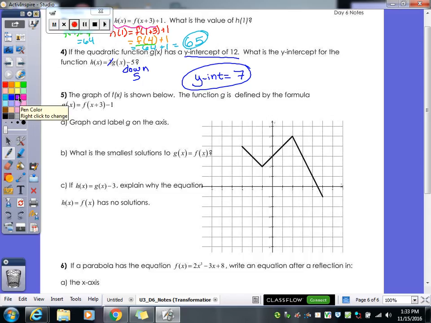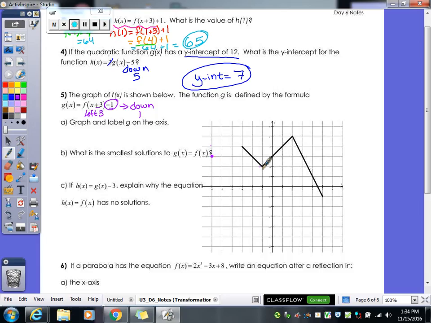Okay, number 5. Okay, so they've graphed f of x for us already over there. They now want us to add 3, subtract 1. So adding 3 to the x means we move which way? Left. How many? So we got to move left 3. And then this tells us to do down 1. So what you want to do is take each point, move it to the left 3, and then down 1.